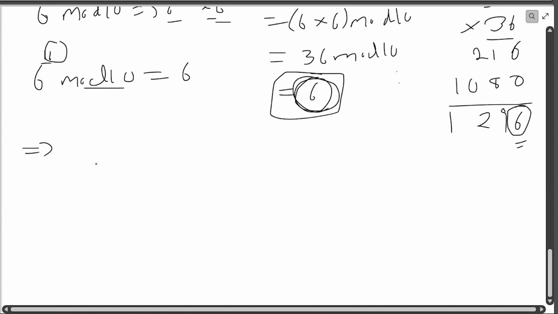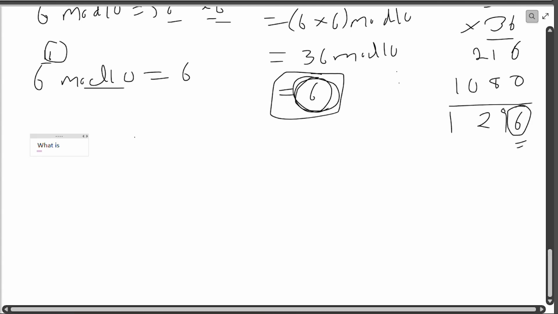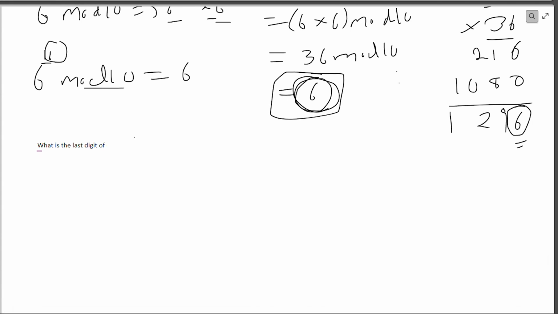Now this is not it. There are a lot of other fun tactics that modular arithmetic allows you to do, one of them being using negative numbers. So let me ask you another question. What is the last digit of 9 raised to 1745?